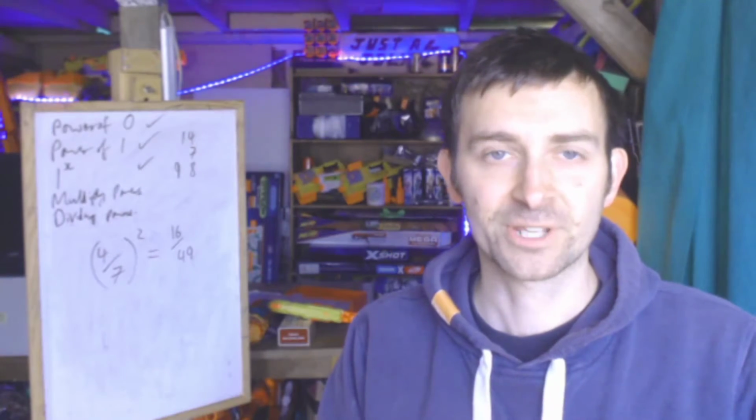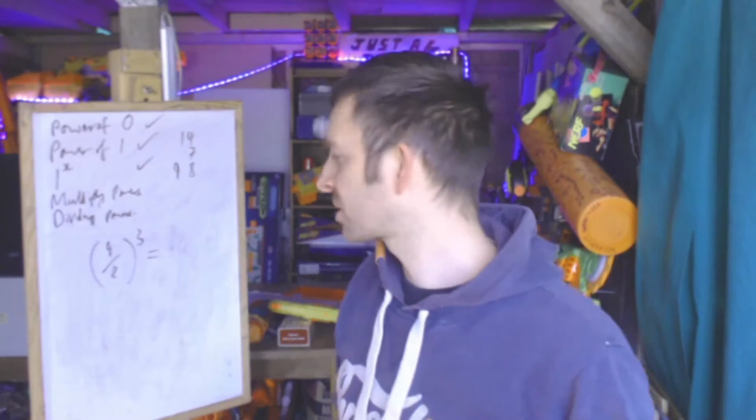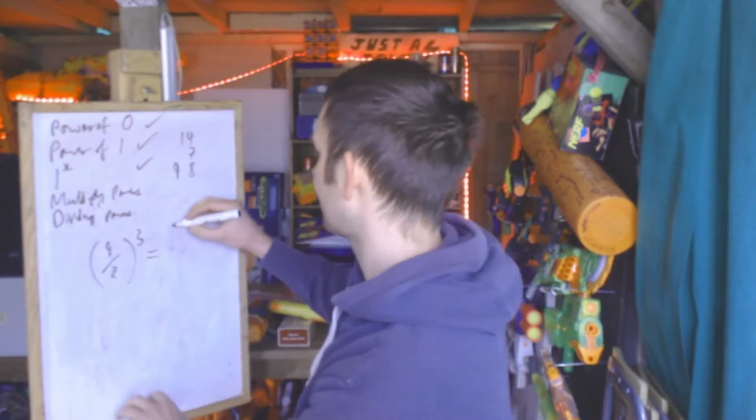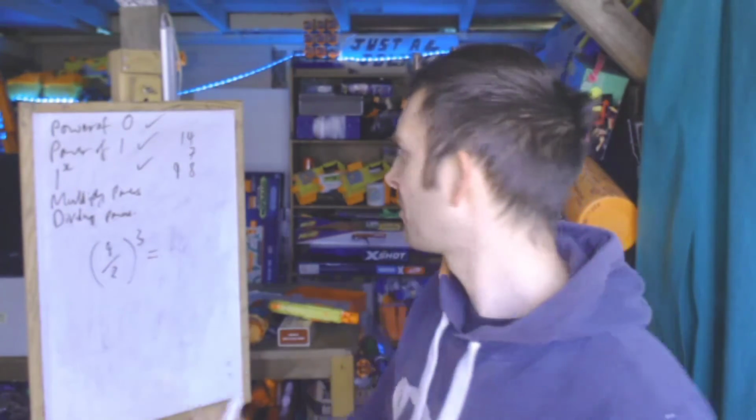So let's have another one of those, I think. So we're generating another one now. So we've now got 9 over 2 to the power of 3. Yeah, 9 over 2 to the power of 3. Quick changes up there. So exactly the same working out as before. 9 to the power of 3. 81, I should be able to work that out, to be fair.